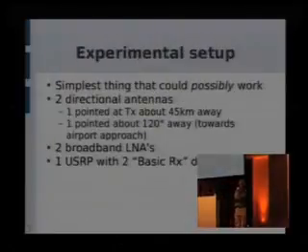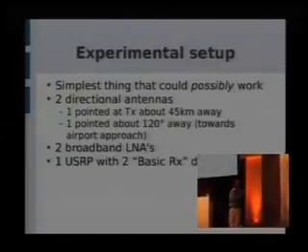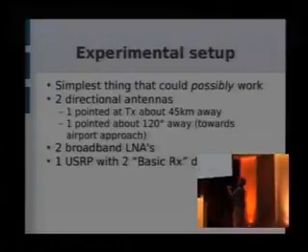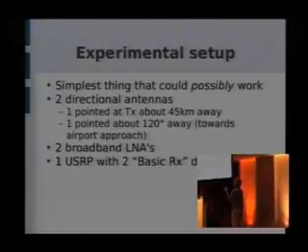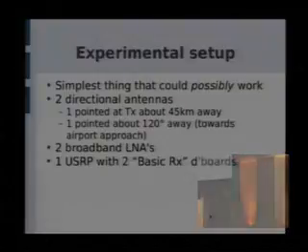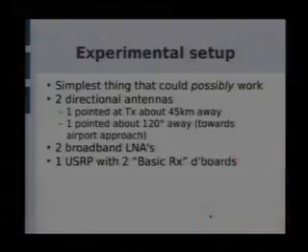Okay, so we went and we said, all right, what's the simplest thing that could possibly work? And this was two directional antennas, one pointed at the transmitter, one about 120 degrees away. This was because it was towards the airport. Two low noise amplifiers, and then one of these USRPs. Okay, it looks like this was the setup.